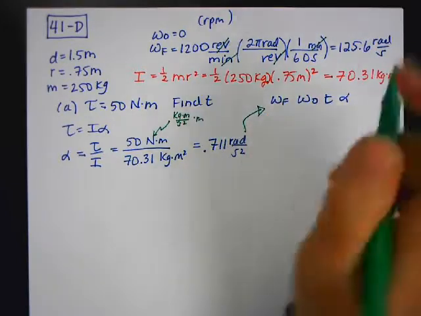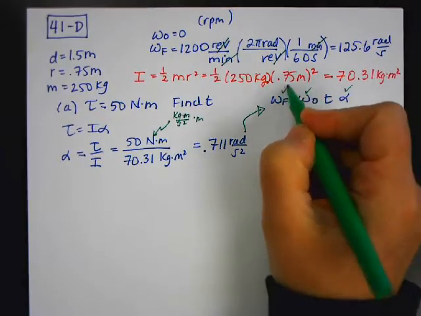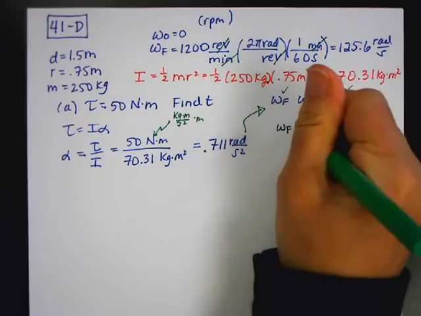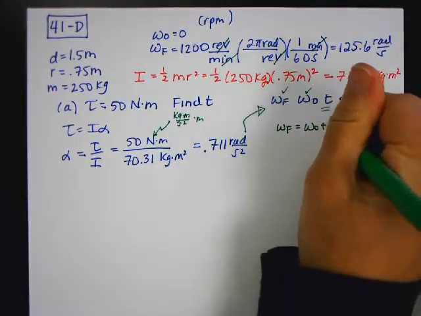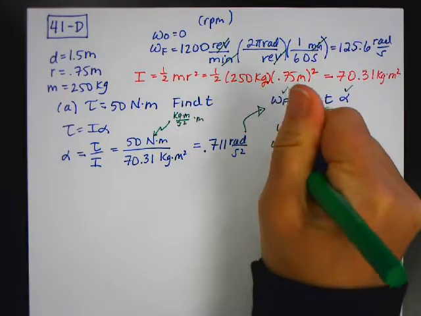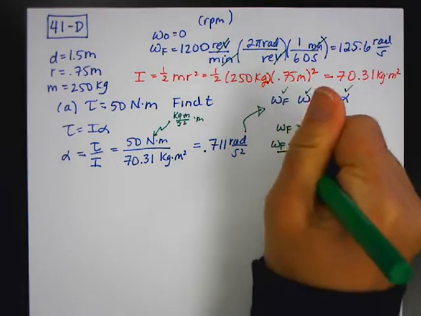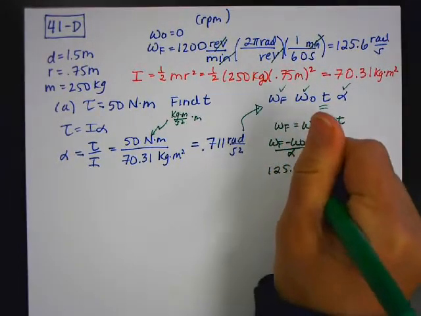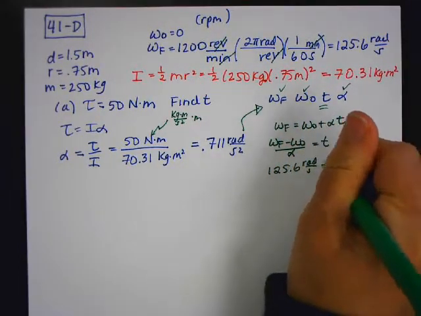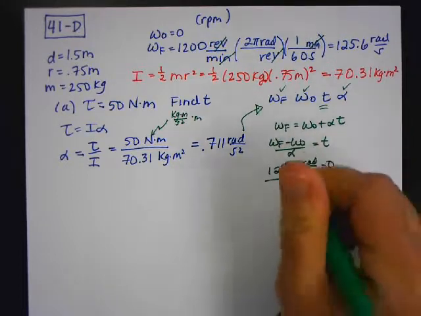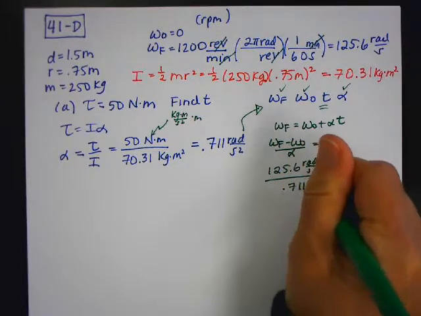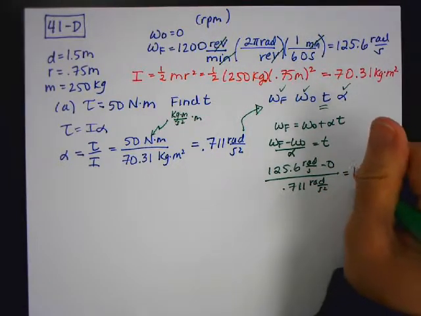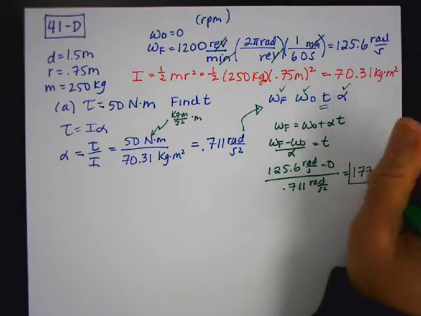So now I found this, I have this, I have this, and I want to find that. The equation I'm going to use is omega F is equal to omega naught plus alpha t. So omega F minus omega naught over alpha is equal to t. So 125.6 radians per second minus 0, divided by 0.711 radians per second squared. The time comes out to be 177 seconds.